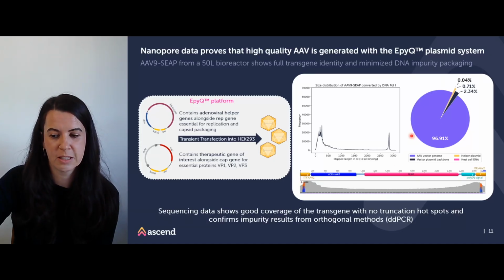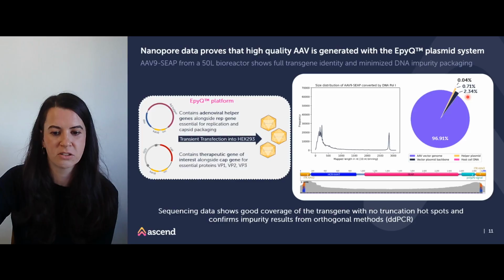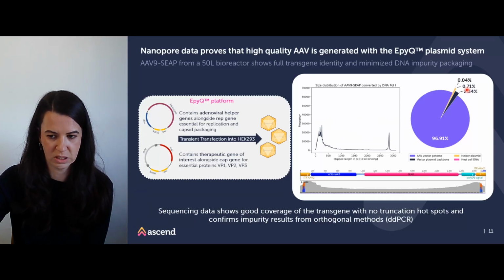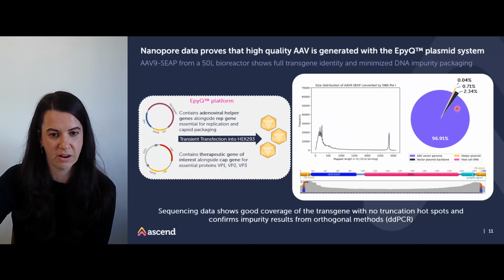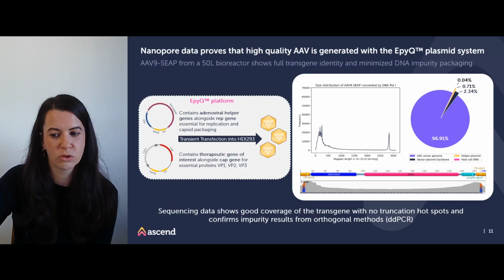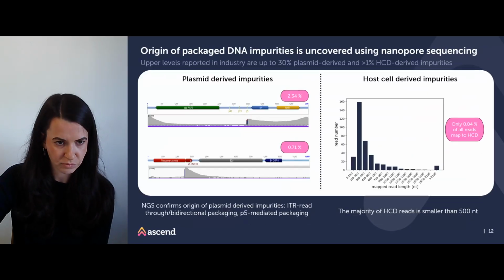But more important is this pie chart here, where we see that over 96% of reads map to the transgene, whereas only 2.34% are transgene plasmid backbone impurities, 0.71% are helper plasmid impurities, and only 0.04% are host cell-derived impurities. And these impurity data were confirmed with data from orthogonal methods like the ddPCR. And in the next slide, I want to highlight the impurity data a little bit more.